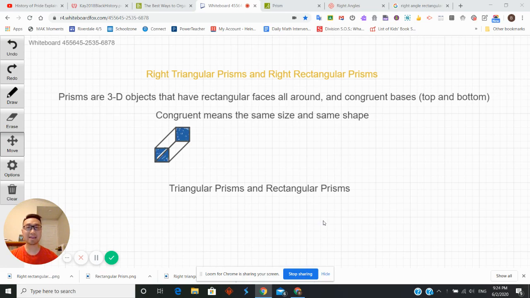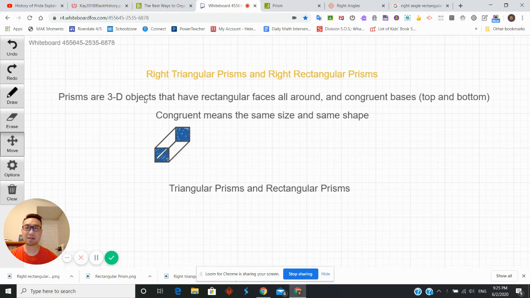Now with right angles, you can actually have right angle 3D objects. For example, right triangular prisms and right rectangular prisms are 3D objects that have right angles. In order to understand what this means, first we have to find out what prisms are.